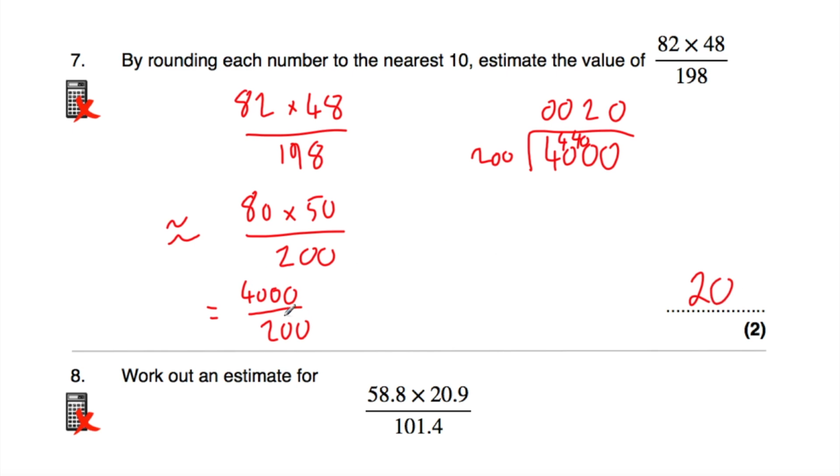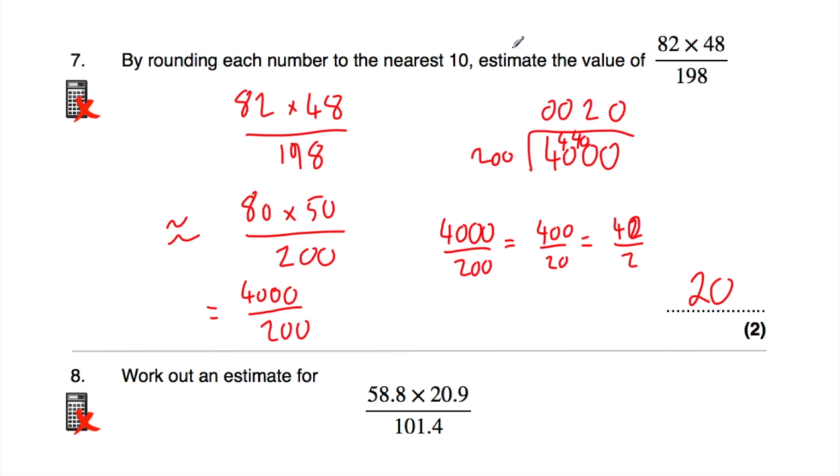Another way to do this division is to say, well, if you have 4,000 divided by 200, like equivalent fractions, you can divide both the numerator and denominator by the same amount. So if we divide them both by 10, we get 400 divided by 20. If we divide them both by 10 again, we'll get 40 divided by 2, and then 40 divided by 2 is equal to 20 as well. So there's a few different approaches you can do for that division. You could use the bus shelter method or just cancel it down like a fraction and then work it out.